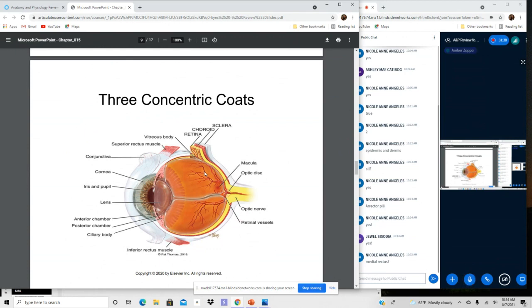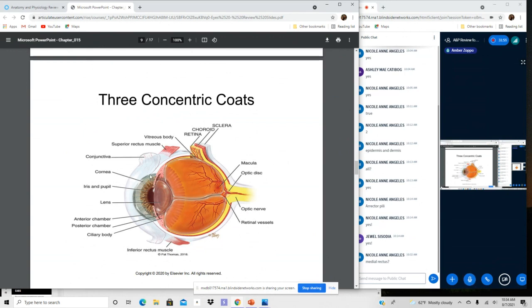In order for an object to look clear, light has to be focused exactly on that back part of the eye, the retina, otherwise it will look blurry. The retina has nerves, mainly the optic nerve, which carries information to the brain. And when the brain receives input from the optic nerve, it's able, through very complex processes, to process an image.